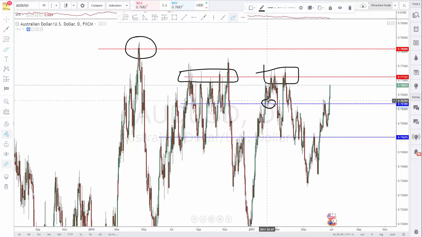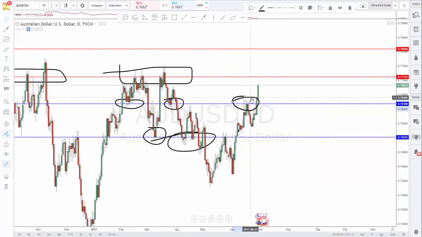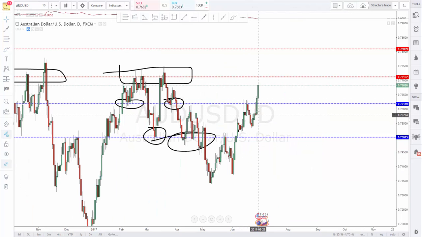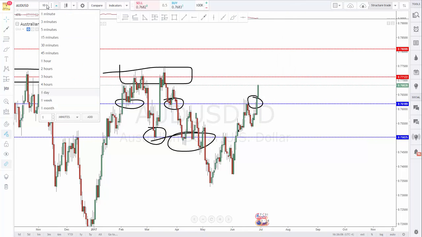This level of support, highlighted in blue, has been tested multiple times as resistance and support before, and here we have the same thing. And guys, I do want to point out that we actually had a losing trade in the EA right at this level yesterday. So I actually had a comment on one of my previous videos asking me if I ever lost trades. Well, this, guys, is proof.